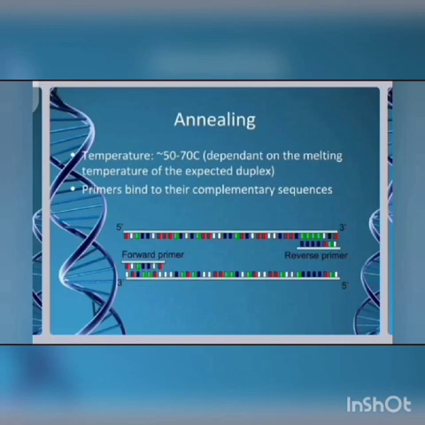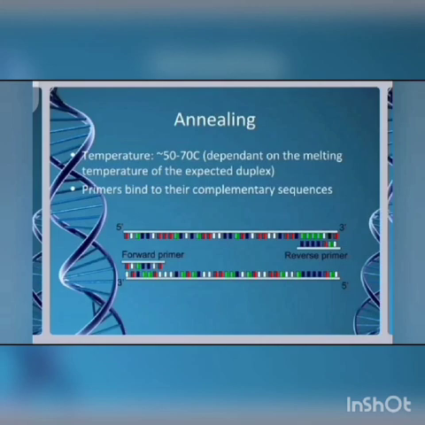The second step in PCR is annealing. Annealing occurs at 54 to 60 degrees Celsius for 1 minute. Primers bind to their complementary sequences on the template DNA. This serves as the starting point for the synthesis of DNA. The two separated strands run in opposite directions. The two primers are the forward primer and the reverse primer.